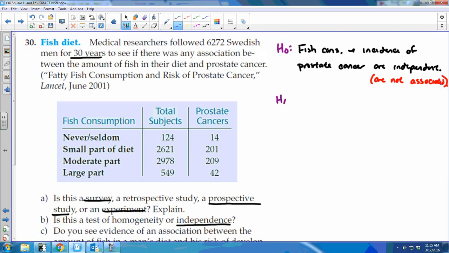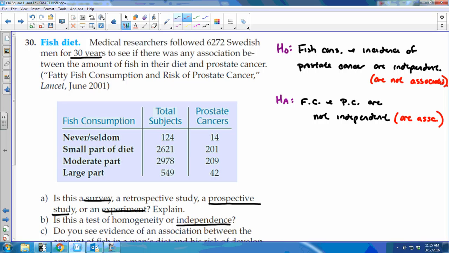The alternative then is that fish consumption and prostate cancer are not independent. Again, that means they are associated. So pick either what I wrote in black or pick what I wrote in red and do it every single time so you don't confuse yourself. Okay?